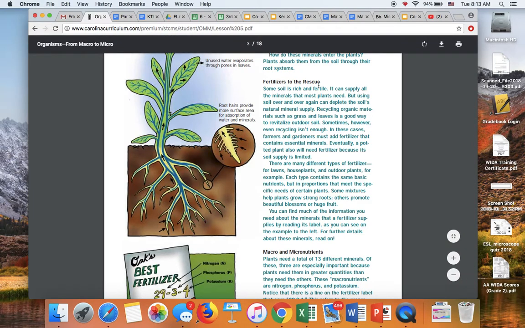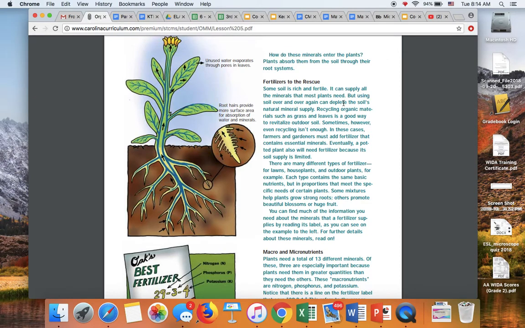Fertilizers to the rescue. Some soil is rich and fertile. It can supply all the minerals that most plants need. But using soil over and over again can deplete the soil's natural mineral supply. Deplete means over time there just isn't enough. There aren't enough minerals in the soil.